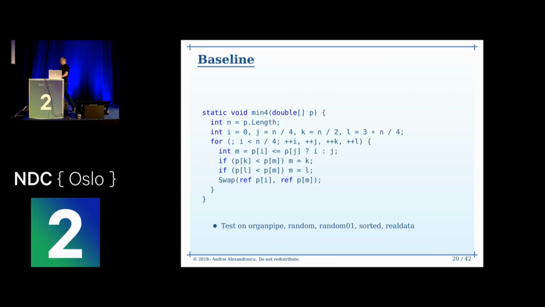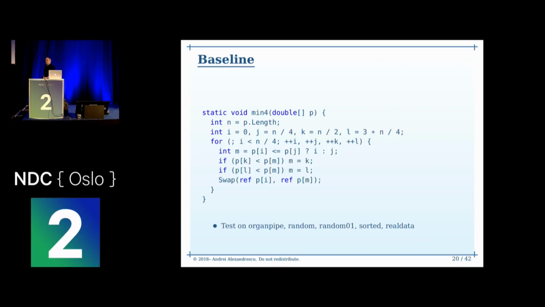Using C# as a backend language, I'm going to take the minimum of 4, given an array of doubles. I'm going to fetch the length and then use 4 induction variables, which are going to go from 0, n by 4, n by 2, and 3n by 4. I, j, k, l. And then I'm going to do a loop that's going to simply deposit the minimum in the leftmost position.